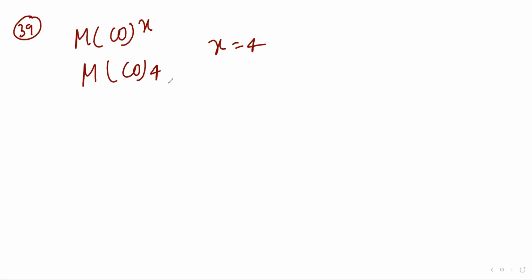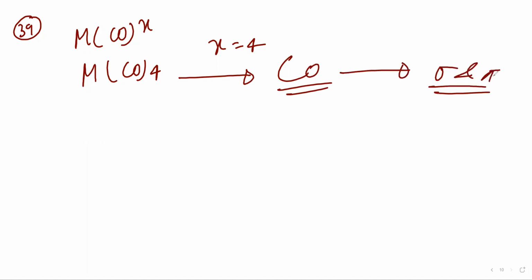Now see question number 39. In metal carbonyl, the general formula is M(CO) raised to x. M is metal and x is equal to 4. The metal is bonded with the carbonyl compound, right? So it is very simple. So in general, a metal carbonyl will look like M(CO)4. So I have put the value of x, bonded to the ligands, that is CO, carbonyl compound, right? So it forms sigma and pi bond both, right? So write this one and join with the next.